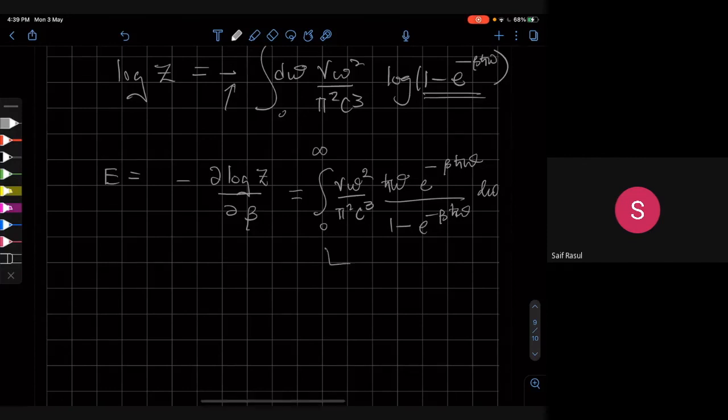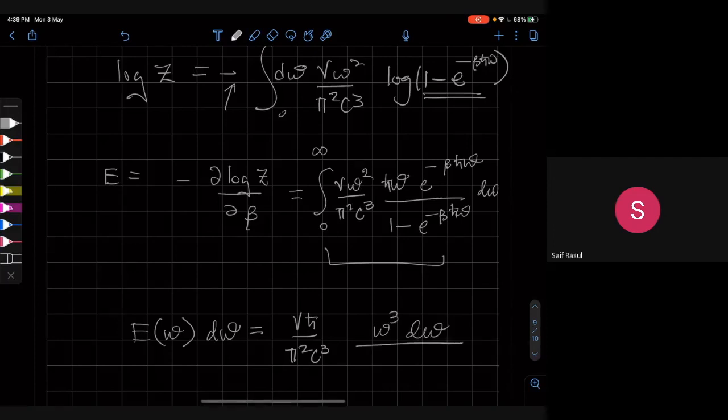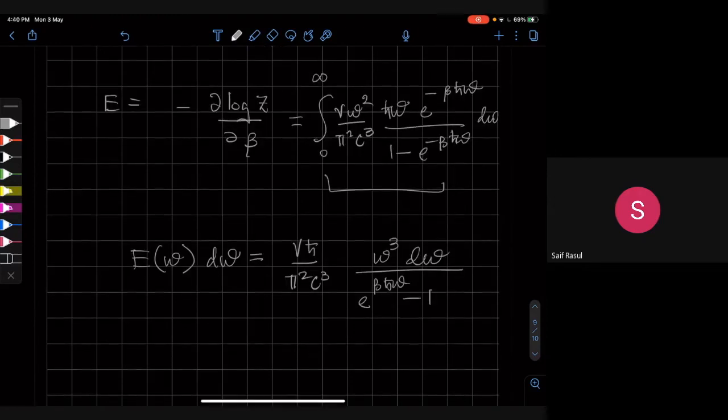So we can call this the Planck distribution. What is the Planck distribution? The Planck distribution is how the energy depends on the frequency, and it is given by v h bar over pi squared c cubed, omega cubed d omega divided by e to the power beta h bar omega minus 1. Okay, so this is the Planck distribution.